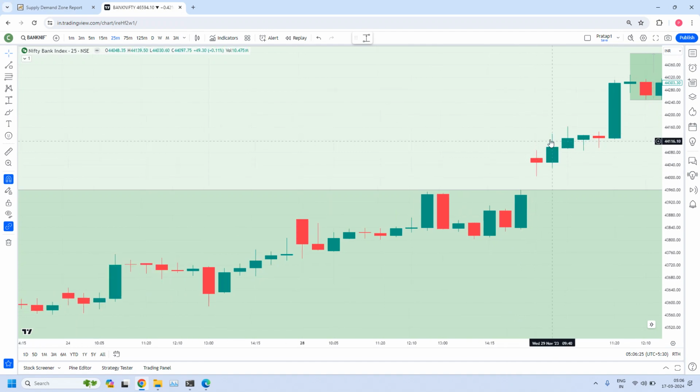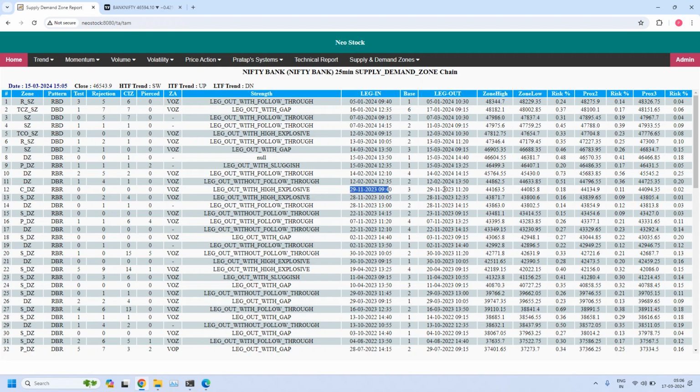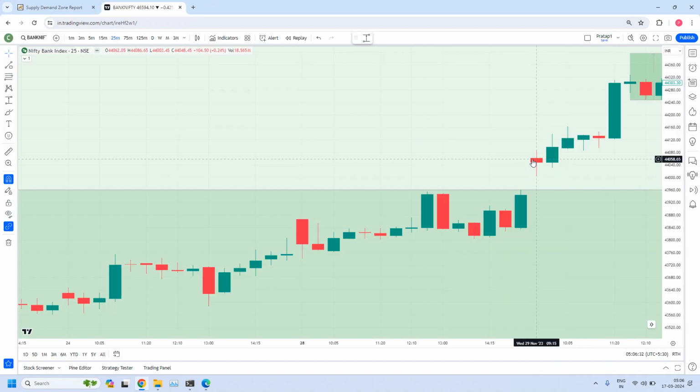So this is the leg candle and 3 base candles. Yeah, 3 base candles, 29.11, 11.20. This is the one, 11.20. So this is the nearest high liquidity 25 minute zone. So let us draw this zone.